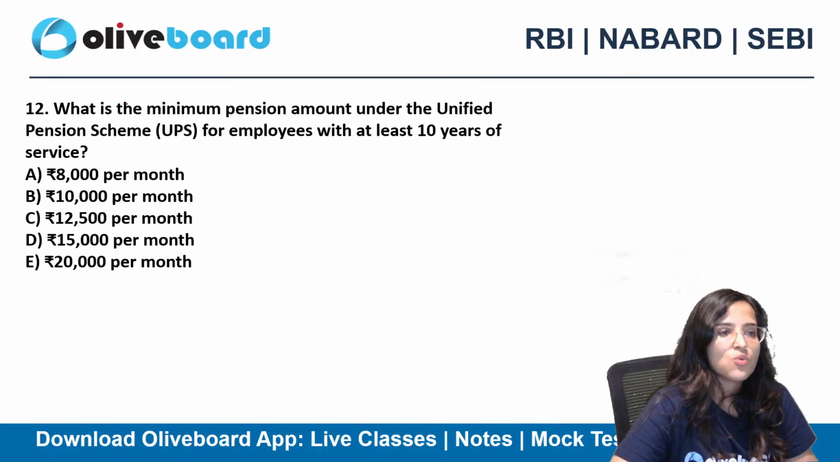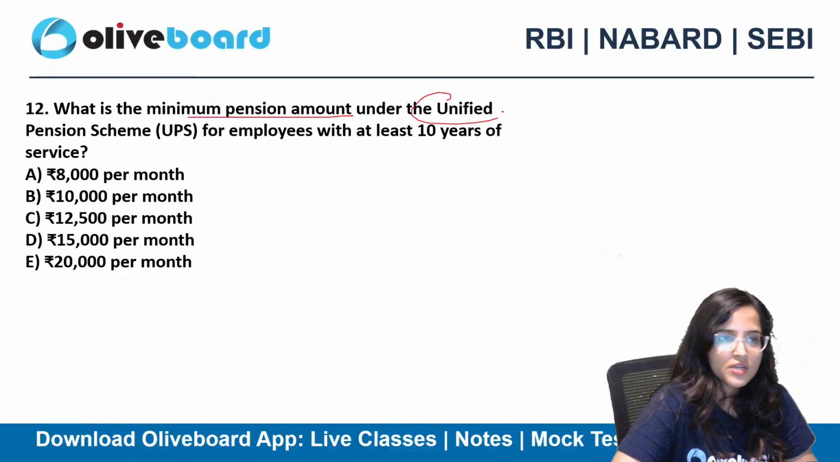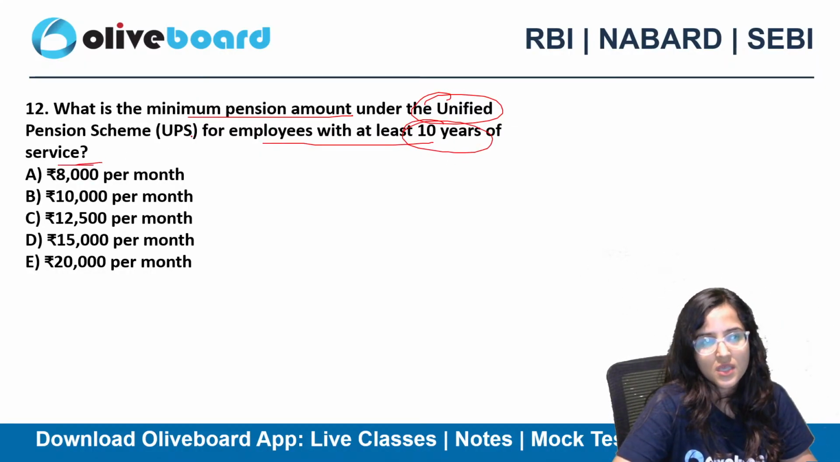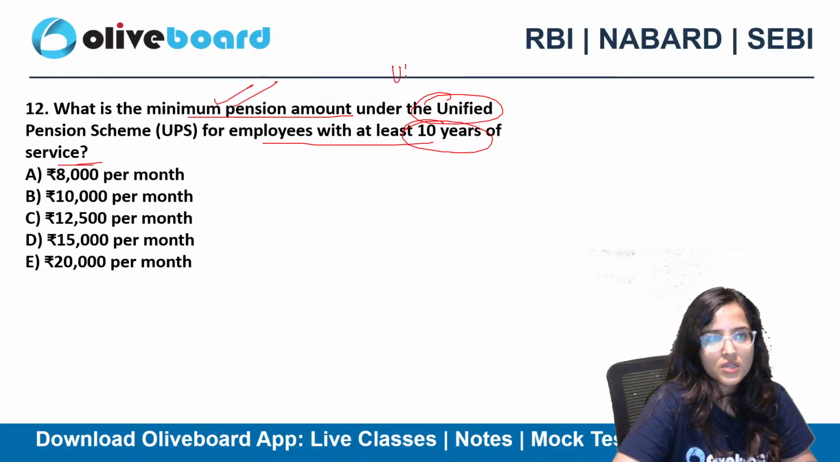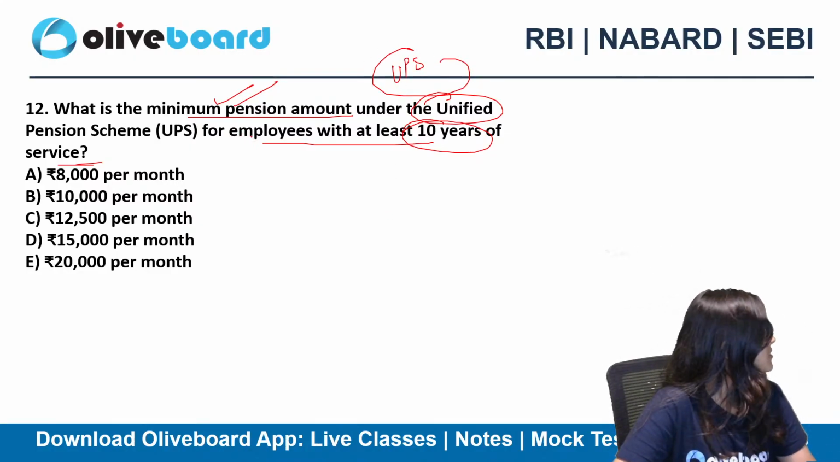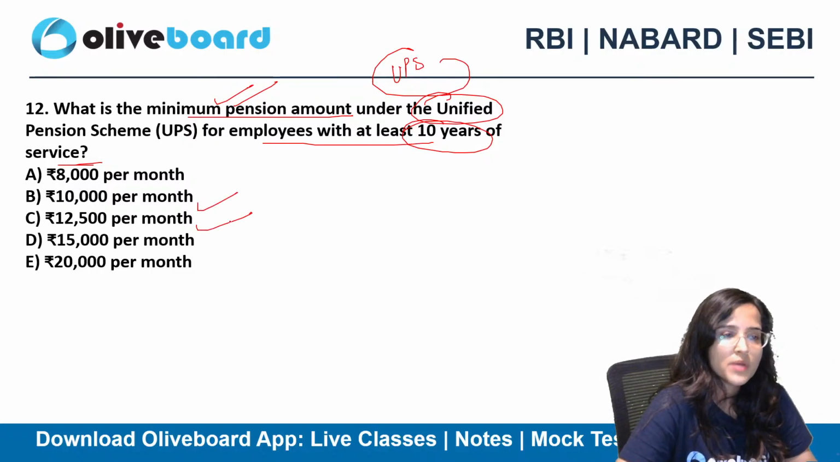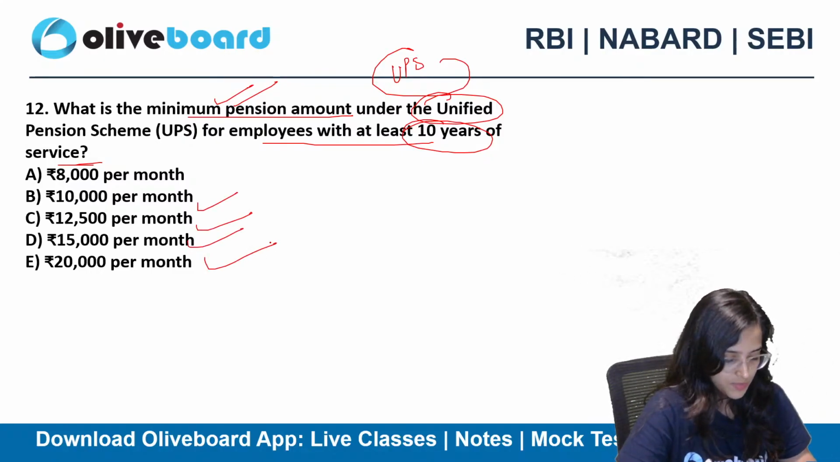Okay? And what is the minimum pension amount under the UPS for employees with at least 10 years of service? Minimum pension amount under UPS. 8,000 per month, 10,000 per month, 12,500 per month, 15,000 or 20,000 per month.